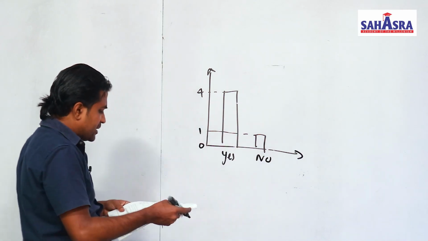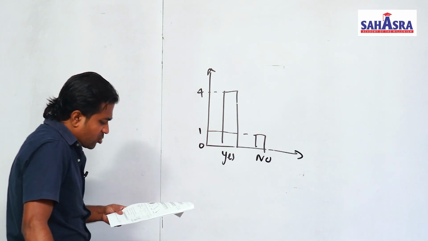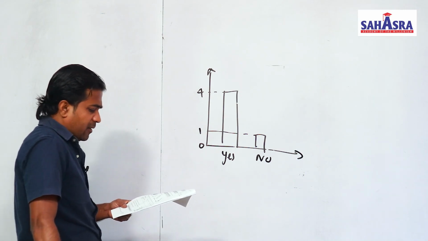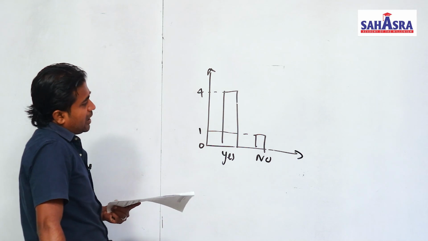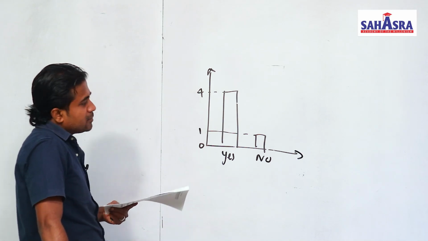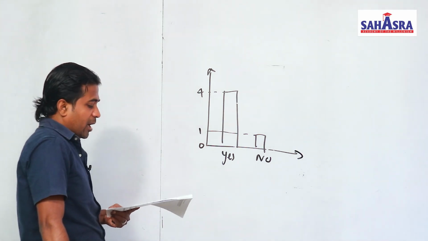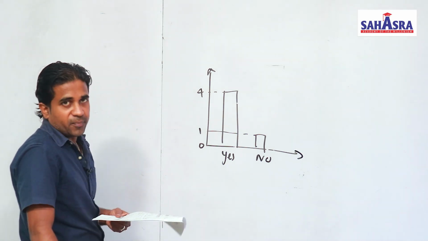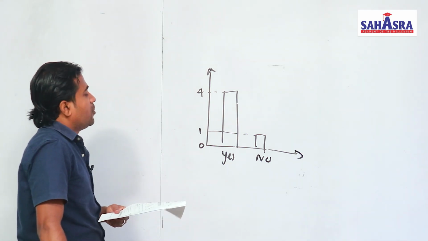So the question here is, what extra information does the table give? From this table we can bring out an additional point, which I already told you. What is it?